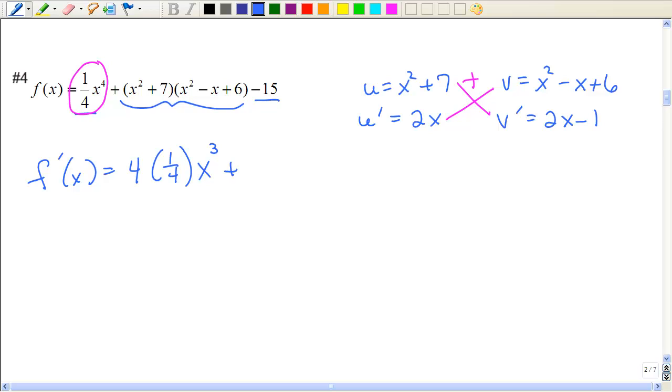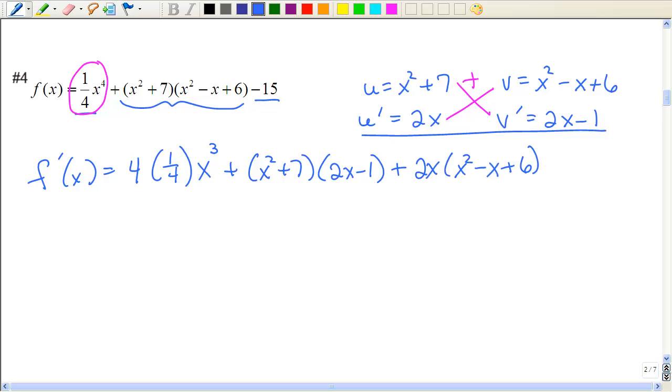Now I'm going to use the product rule, so I'm going to come over here. The first times the derivative of the second, plus the second times the derivative of the first. Notice I'm putting the monomial in front. I just think it looks prettier. And then the derivative of 15 is really 0.